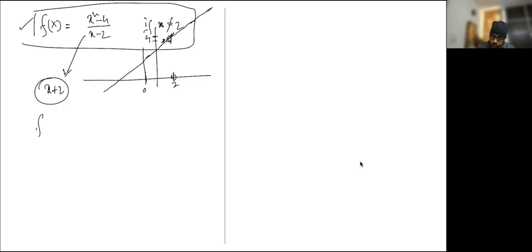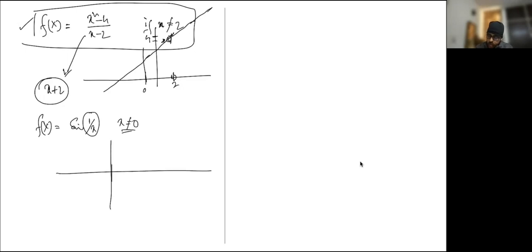So this is for this function. Suppose you look at another function, let's say sine of 1 over x, where x is not 0 again, because this will not make sense. First of all, how would it look? Let's first draw a rough picture of its graph. So sine 1 over x. As x grows, you can see that this is positive but shrinks.